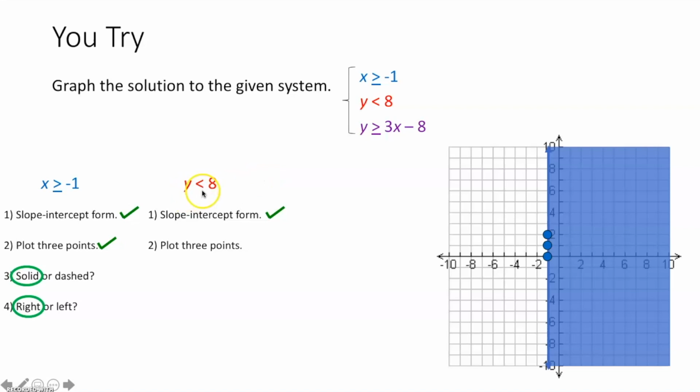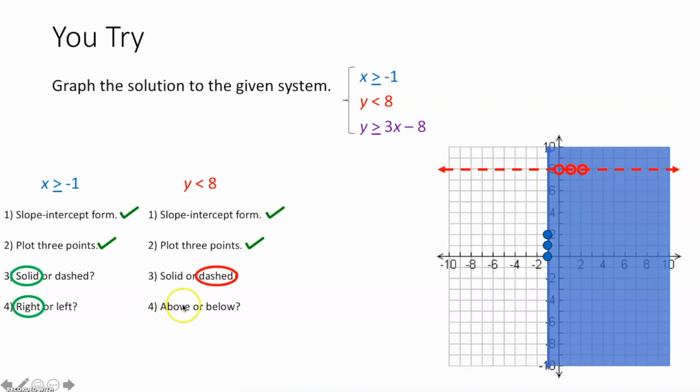Doesn't really matter where. Since there's no equal sign down here, we're going to put open circles. So I put an open circle here, here, and here. Sweet. Got my 3 points. Next, I'm going to decide, is this going to be a solid or dashed line? Since there's no equal sign, that's why we put open circles. That's also why we're going to put a dashed line going through those 3 points.